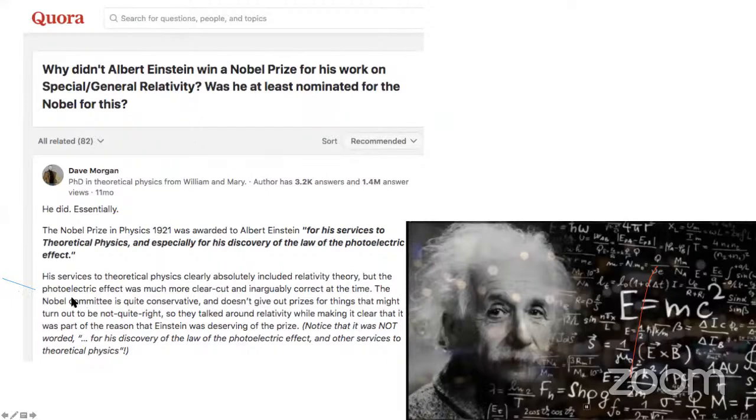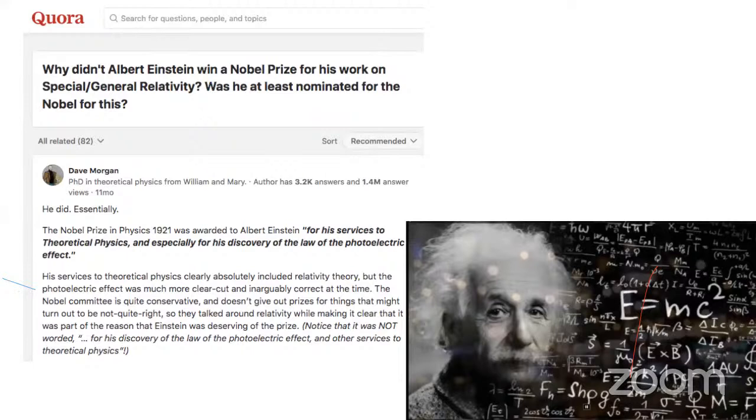So for the Nobel Prize, one person who has written, a theoretical physicist, and I liked his answer. He said the Nobel Prize in 1921 was awarded to Einstein for his services to theoretical physics, and especially for his discovery of the law of the photoelectric effect. He says that his services to theoretical physics clearly, absolutely included relativity theory, but the photoelectric effect was much more clear-cut and inarguably correct at the time. The Nobel Committee is quite conservative and doesn't give out prizes for things that might turn out to be not quite right.